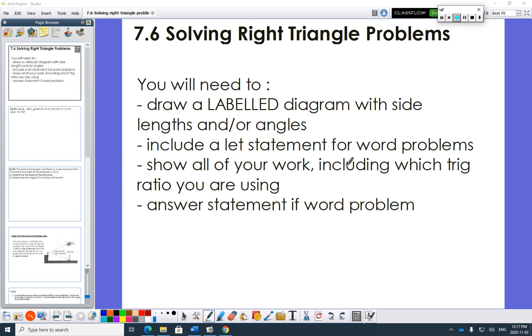So, like I said, sometimes you're going to have to draw a labeled diagram. Even if they give you parts of the diagram, you're still going to have to make a triangle and label the sides and the angles, whether you like ABC or whatever. You could have to include a let statement so that you are letting your reader, your marker, who is me, know what you're solving for. And of course, you have to show all of your work and then make sure you have an answer statement.